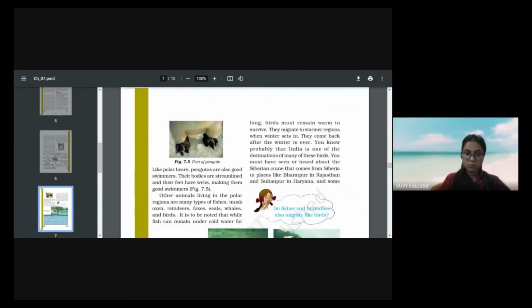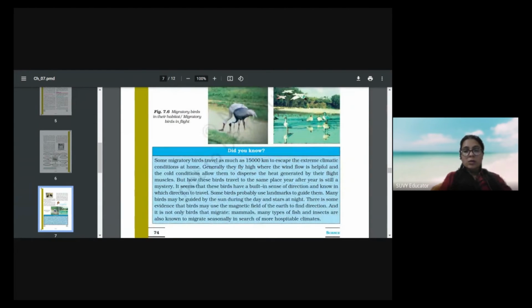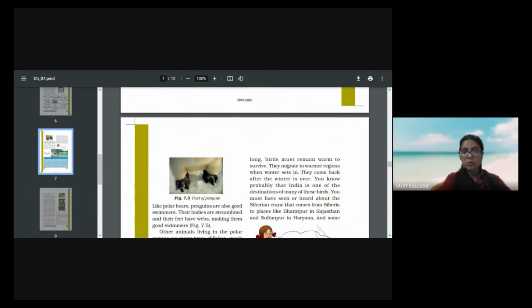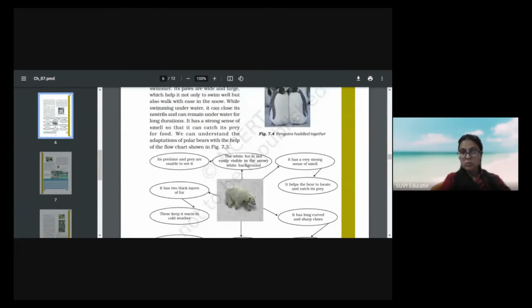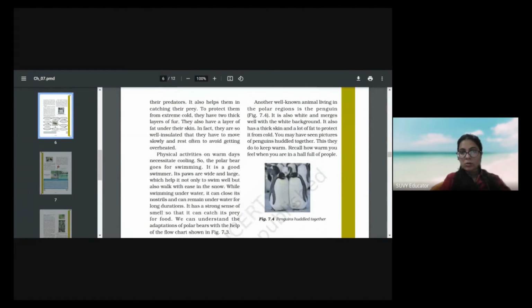And there are some other animals like penguins. Penguins also belong to the cold region, another well-known animal living in the polar region. We are discussing the polar region. Their temperature is minus 37 degrees Celsius, and for about 6 months you cannot see the sun. So in the polar region, two animals are very common: one is the polar bear and one is the penguin.